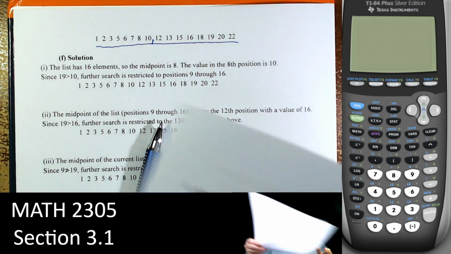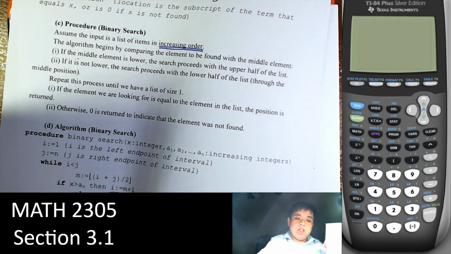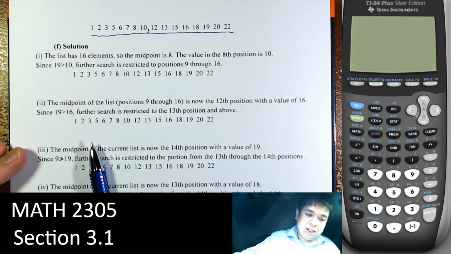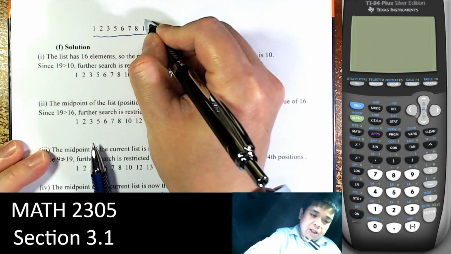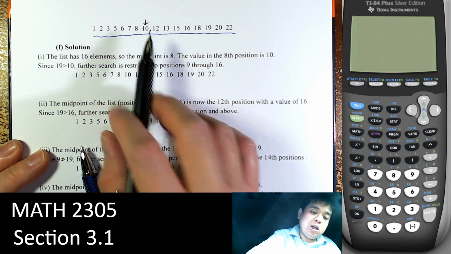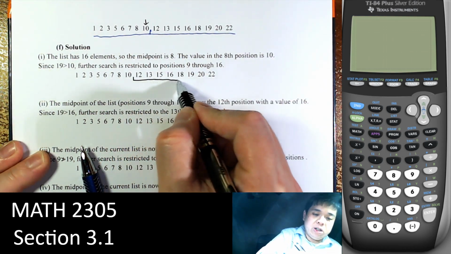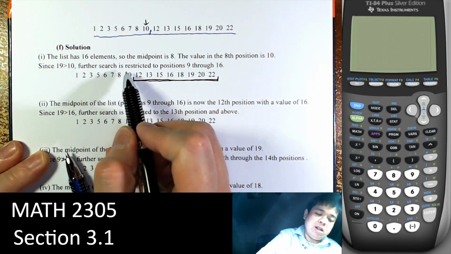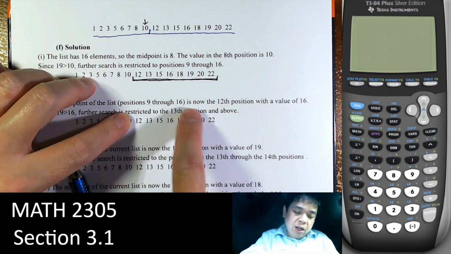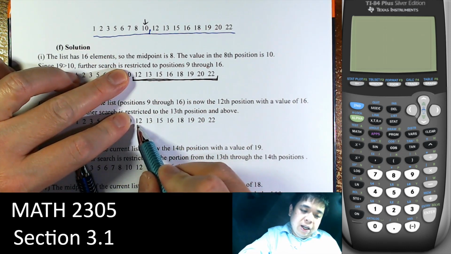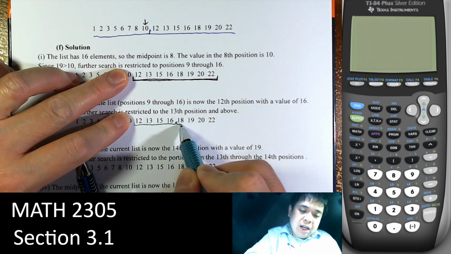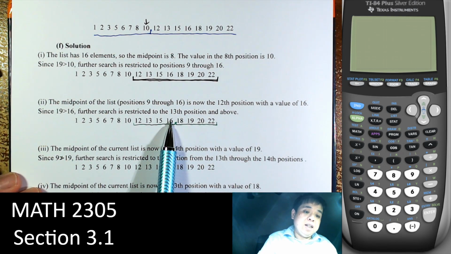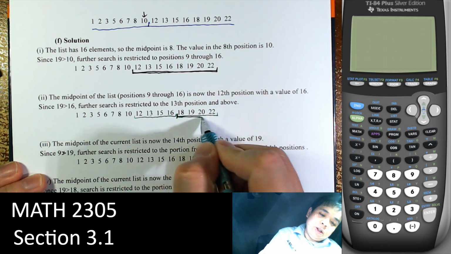Now, the algorithm uses the floor function. So 16 divided by 2 is 8. So we look at the 8th entry. It is 10. 19 is bigger than 10. So we have to look at the upper half. So we focus on this upper half because 19 is bigger than 10. Now we cut that in half, and we look at this half or this half. 19 compared to these values is bigger. So we look at this half now.